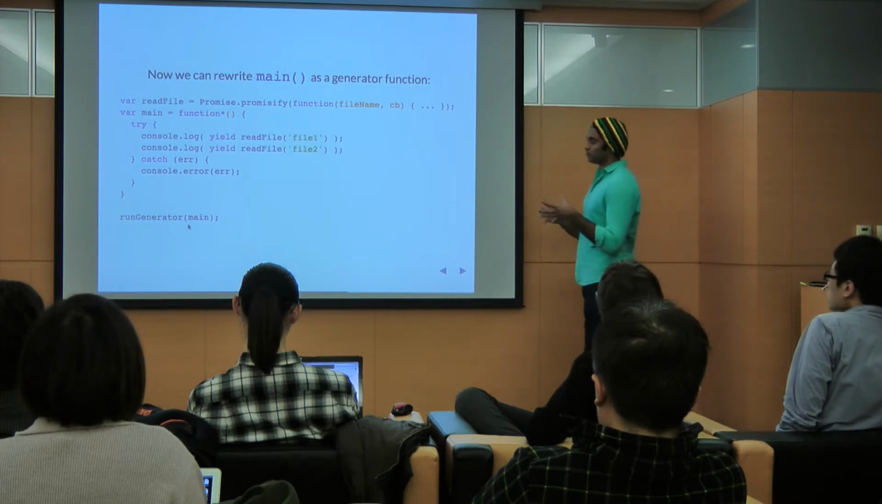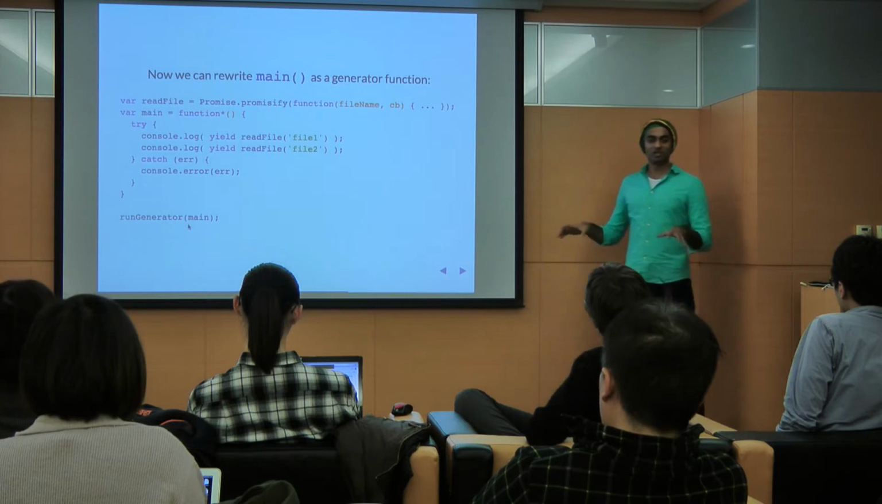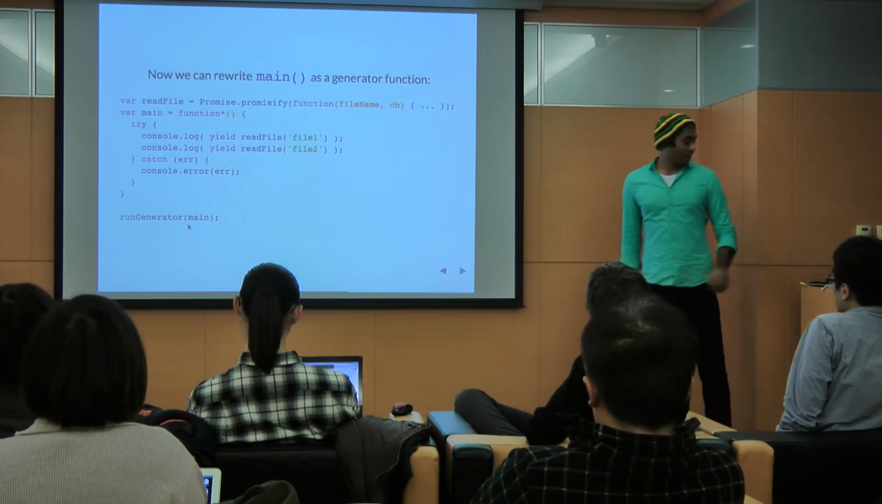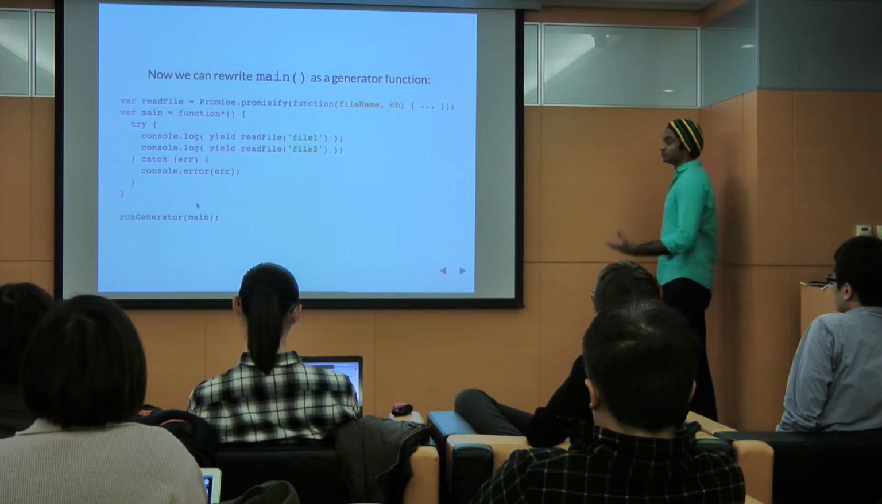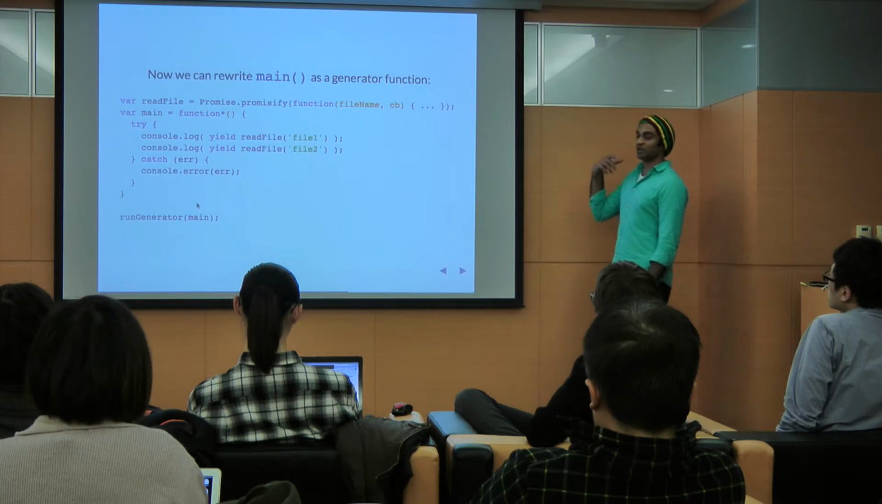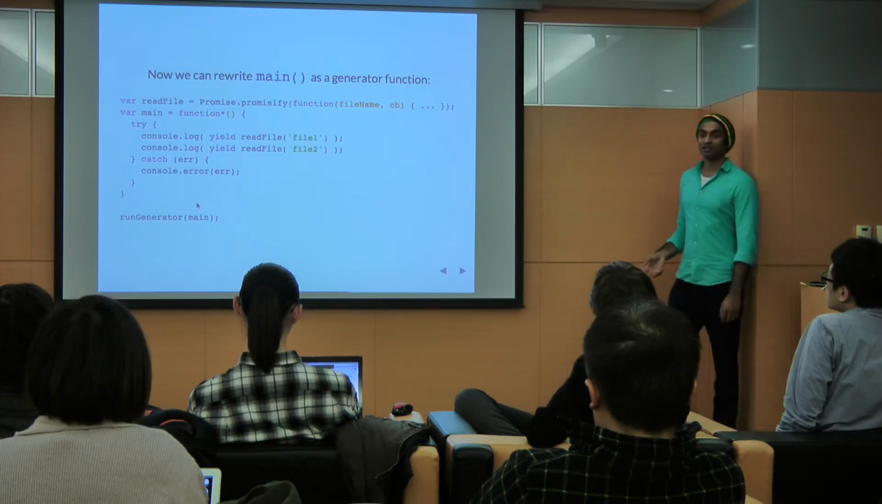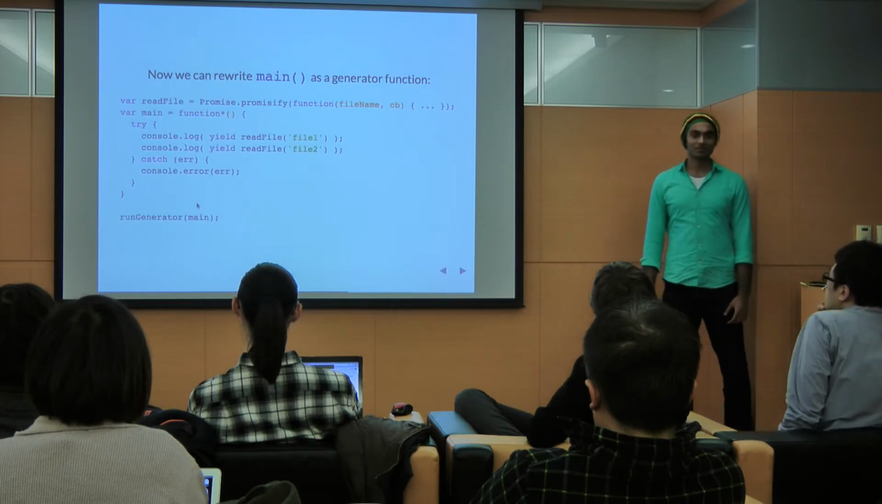So one nice thing to note here is, apart from the fact that it's much easier to read and understand, you can actually catch the error using the normal try-catch mechanism you use for synchronous code. So this reads like it's happening synchronously, even though it's actually happening asynchronously. And that's really the nice thing about it. Did everybody get that?